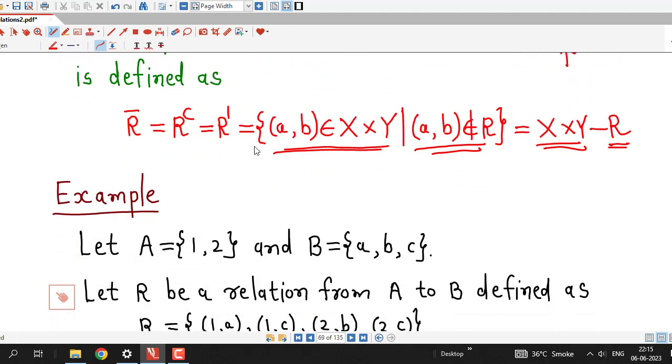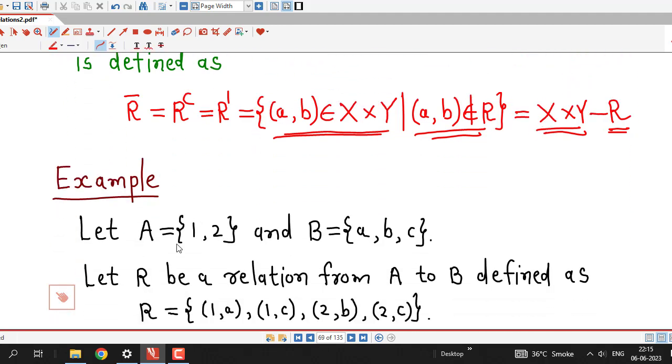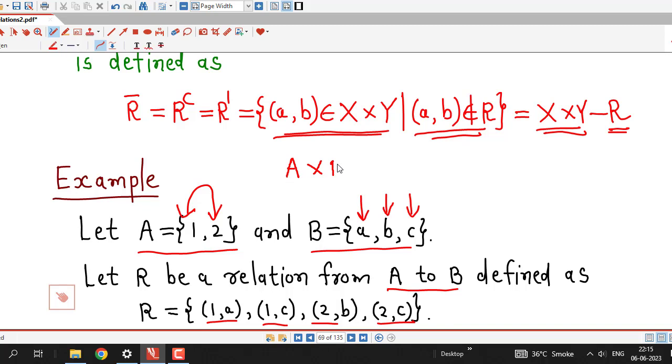We understand with an example. Suppose we have two sets denoted by capital A and capital B. Here the members are numbers 1 and 2. Here the members are alphabets A, B and C. And suppose R is a relation from A to B defined as R equal to the ordered pairs (1, A), (1, C), (2, B), (2, C). And it is clear that R is a subset of A cross B. So R is a relation from A to B.